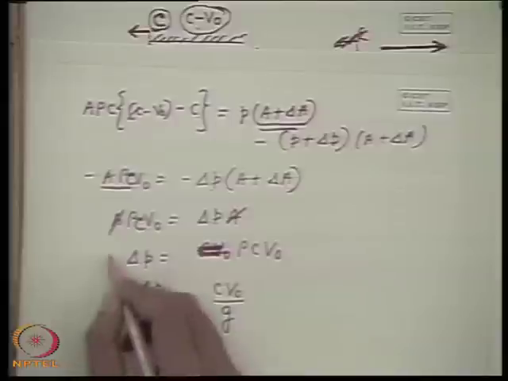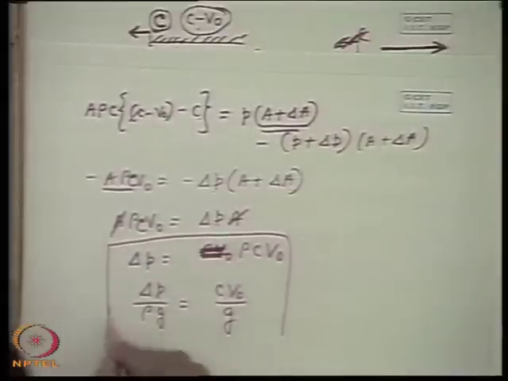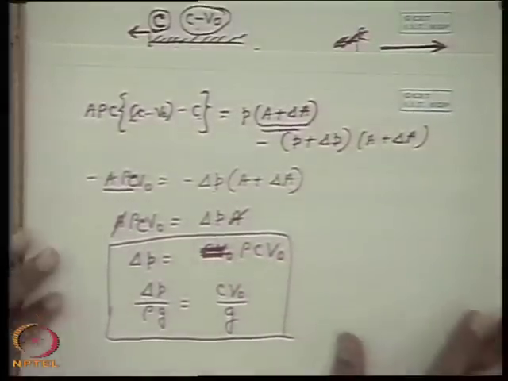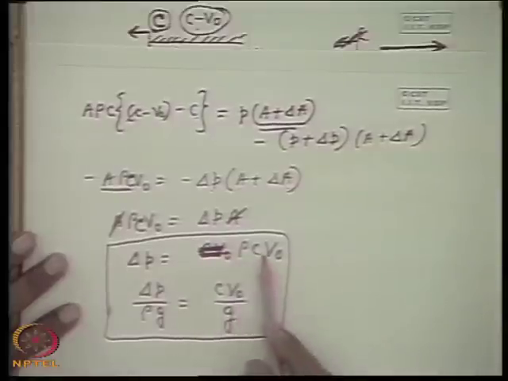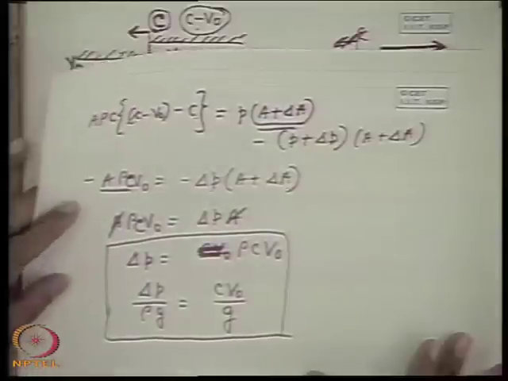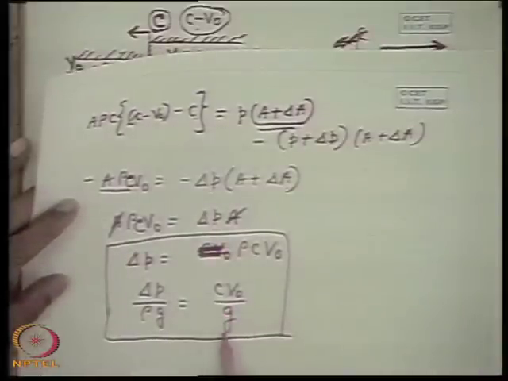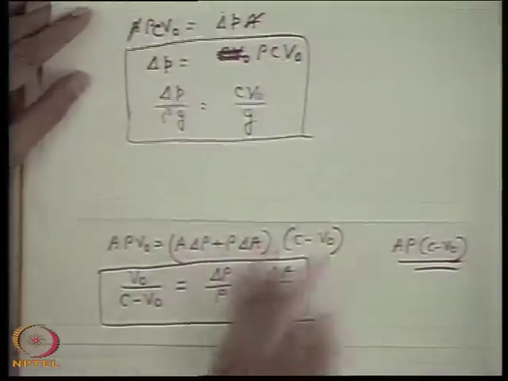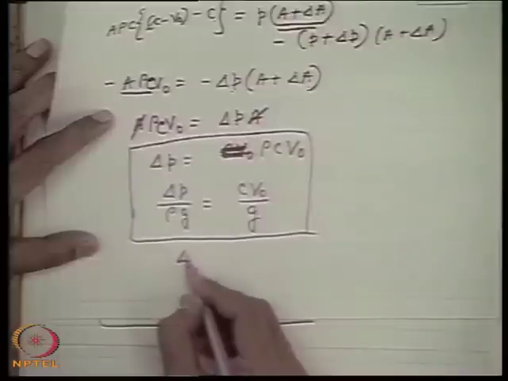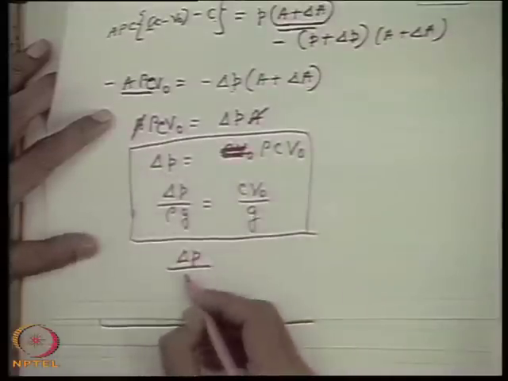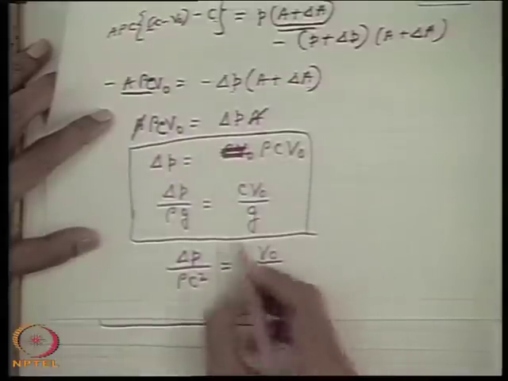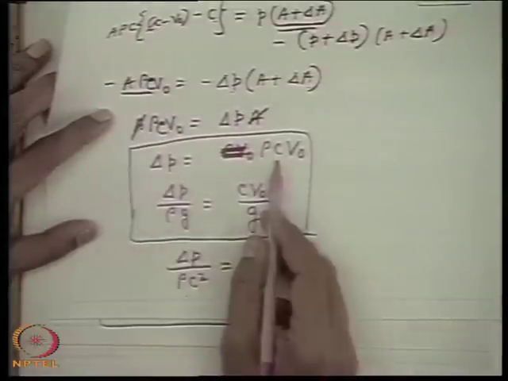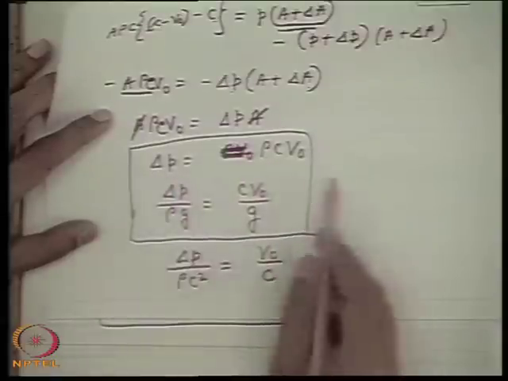So this is a very important formula, that this rise in the pressure head due to the deceleration of the fluid is rho C V0, or delta P by rho g is C V0 by g, that is the change in the pressure head. Now we can write another step, that delta P by rho C square is equal to V0 by C. We can write delta P by rho C square, that means from here this is V0 by C.